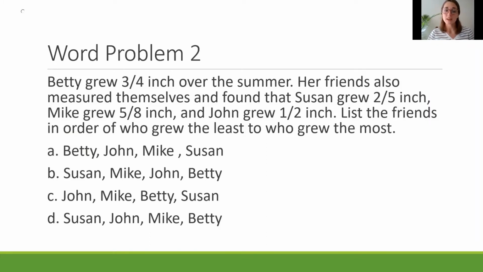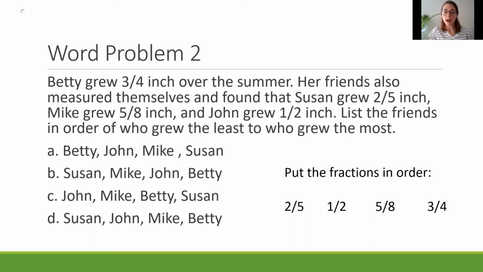The idea here is to order these fractions from least to greatest. When I put them in order, one thing I like to do is think about half as my middle mark. I can think about what's smaller than half and what's larger than half. John is kind of the middle mark because he grew 1/2 an inch, so I want to look at my other fractions and think, which of these is less than half and which are greater than half? When I put the fractions in order, I can see 2/5 is less than half.